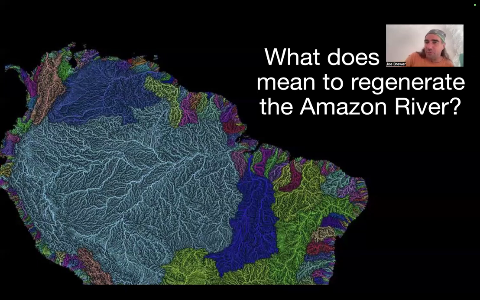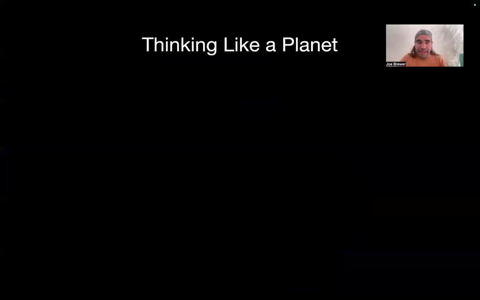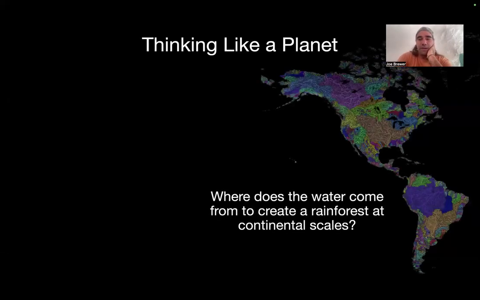Well, recalling that regeneration is a process of living systems, we need to understand, how is the Amazon Basin born? Where does it get its life from? And the answer to that requires us to think like a planet. So this is the part where we think at the planetary scale. So where does the water come from to create a rainforest at continental scales? You can see there in South America, now it's more of a dark blue purple color, is this massive Amazon system. Where does that water come from?